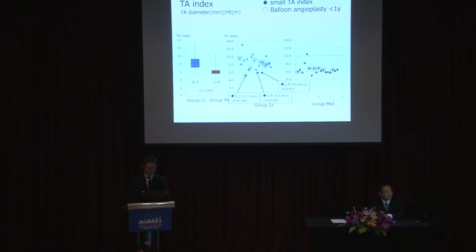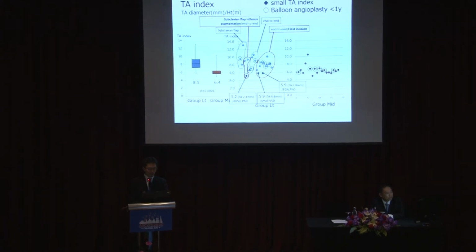Next one. Please look at the blue dots. The pointed 3 blue dots show the cases with smaller TA index. The smallest one needed balloon angioplasty, but there is no significant relationship between the TA index and the frequency of balloon. In these three cases, we did the procedure without cutting into the distal arch. There is also no significant relationship between the TA index and the incidence of balloon angioplasty.